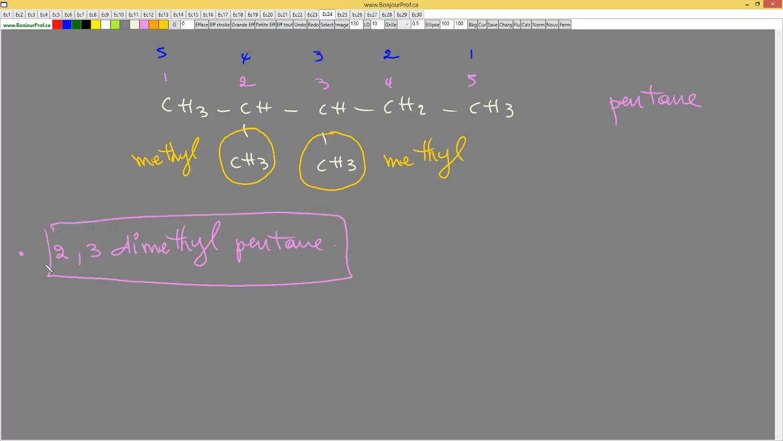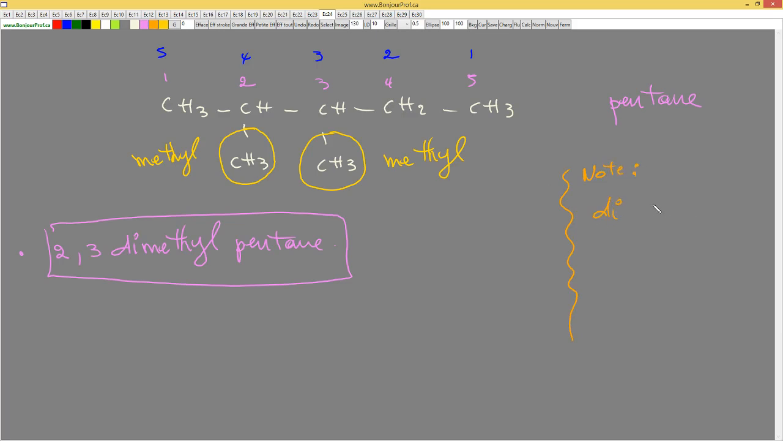2,3-dimethylpentane. Okay. Now I can have, for example, 2. If I have 2, it will be D. So I'm going to write it here. Important note.